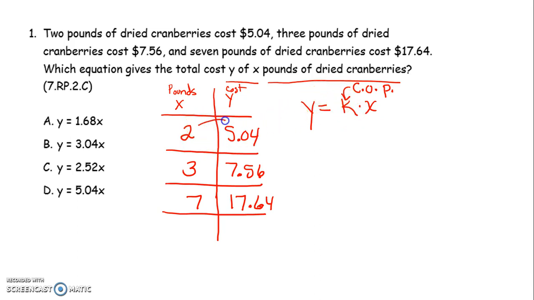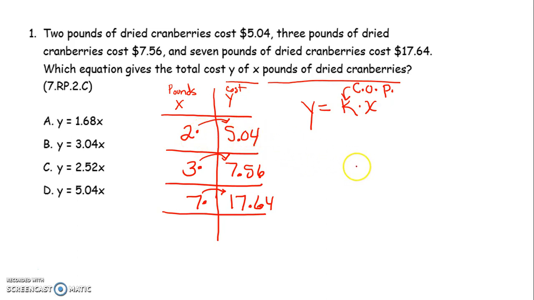So a lot of times with this unit, you looked at it in terms of a table. How do you get from 2 to 5.04? What can you multiply 2 by to get 5.04? You better be able to multiply 3 by that same number. And then you could multiply 7 by that same number and get to the 17.64. And that will give us what we have to multiply X by. So let's take a look.